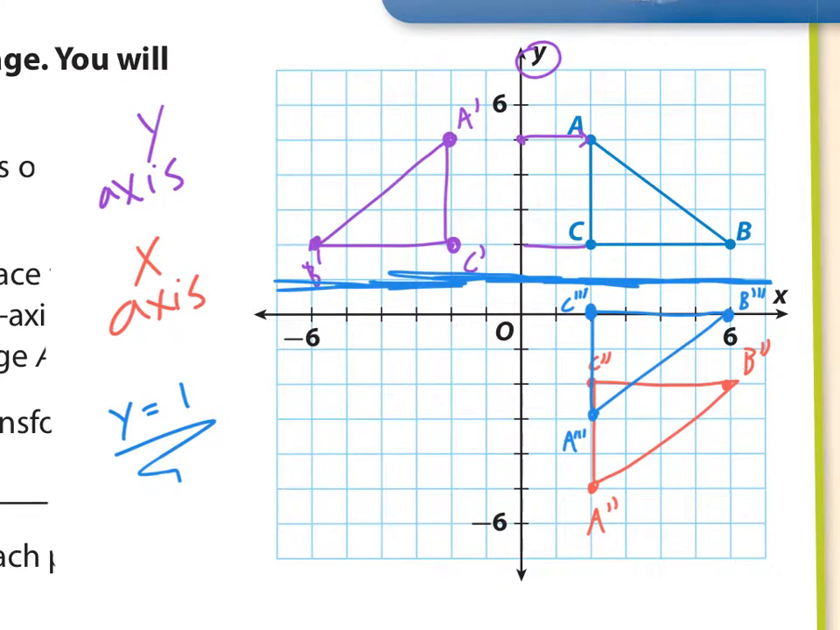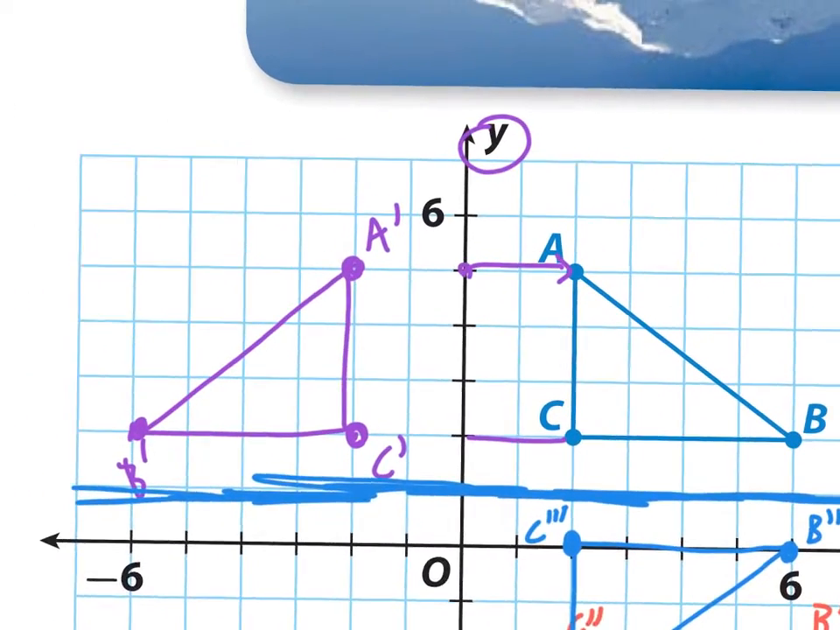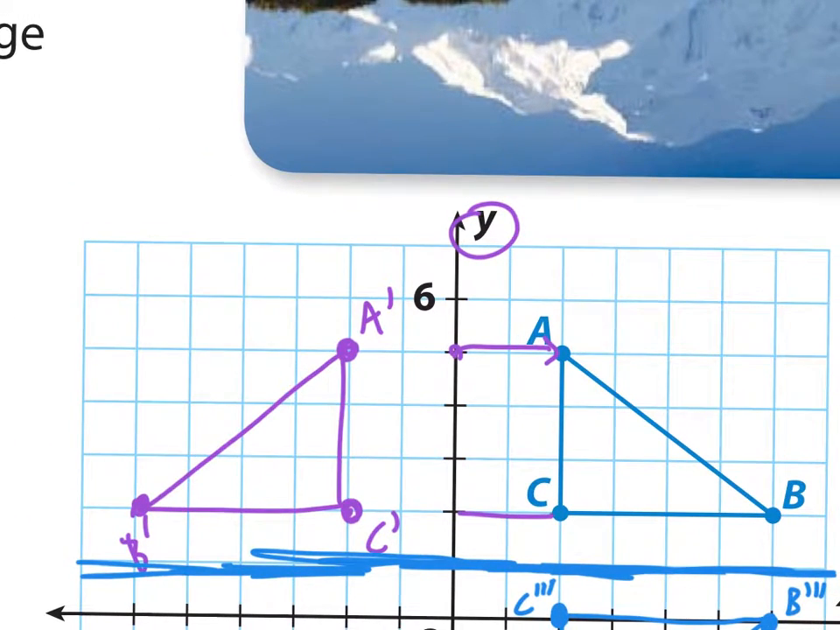Okay, now what I do want to talk about, and we'll just look at these top two for now to figure this stuff out. When we had a translation, how did our image and pre-image compare? Same size, same shape, which is also known as congruent. Okay, so our pre-image and our image, our original and our new figure in translations were congruent. What about in reflections?